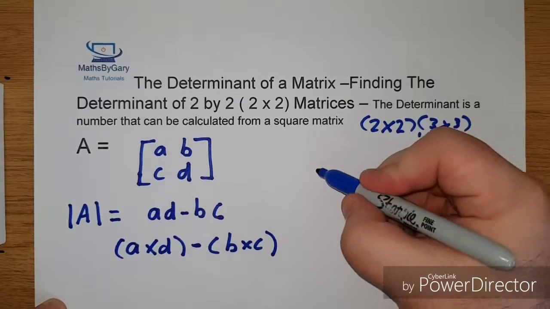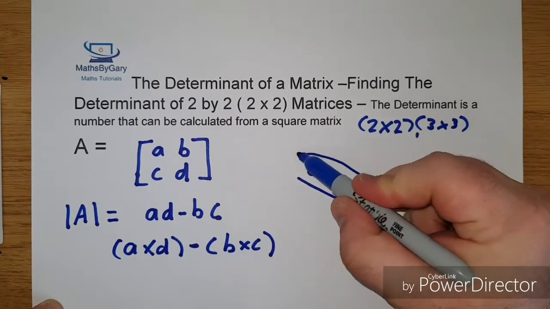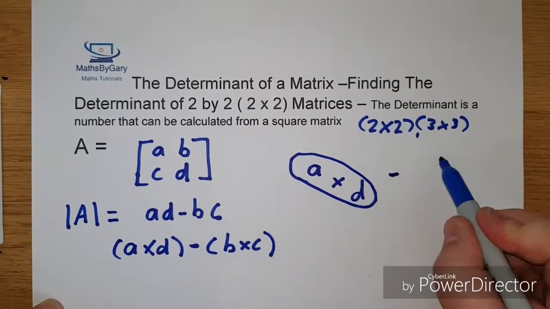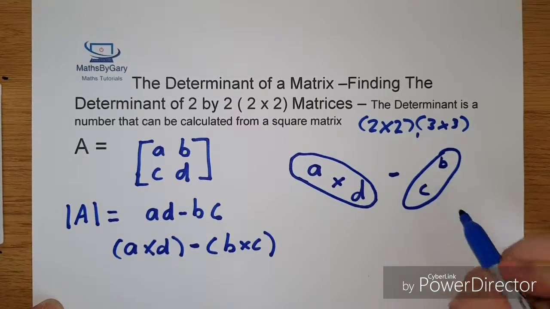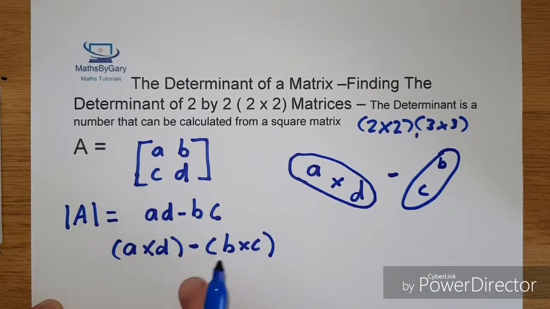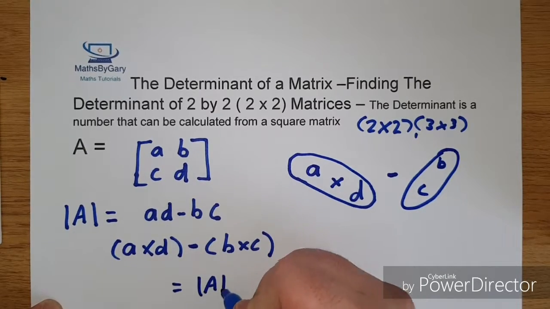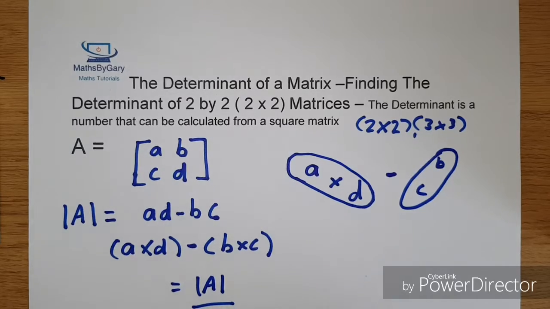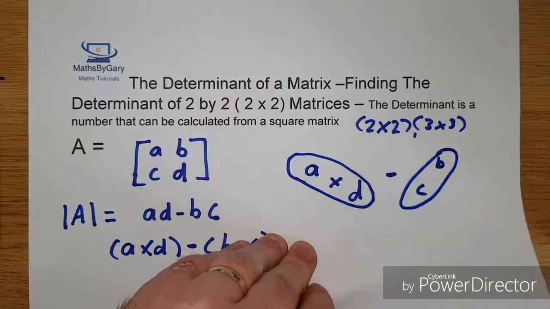If you think about it, A and D we're multiplying in this direction, A times D, and we're subtracting in this direction, B times C. So A times D minus B times C, and that will give us the determinant. Let's take a look at an example with some numbers, and all we're going to do is the exact same as what we've done here, and we'll get the determinant.